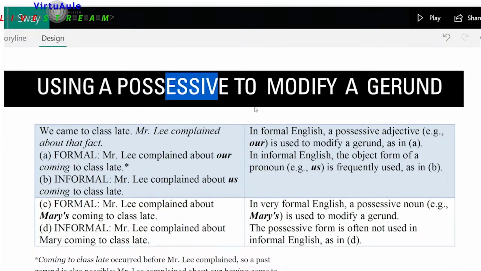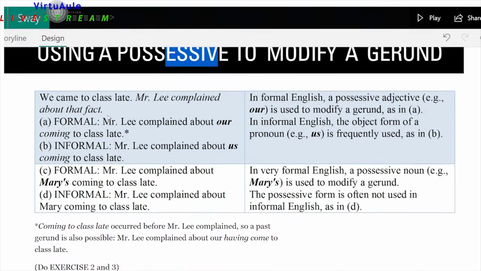Okay, using a possessive to modify a gerund. We came to class late. Mr. Lee complained about that fact. In formal English: Mr. Lee complained about our coming to class late. Our coming to class late. In informal English, you would say Mr. Lee complained about us coming to class late. Okay, so you can use a possessive pronoun to modify that gerund.